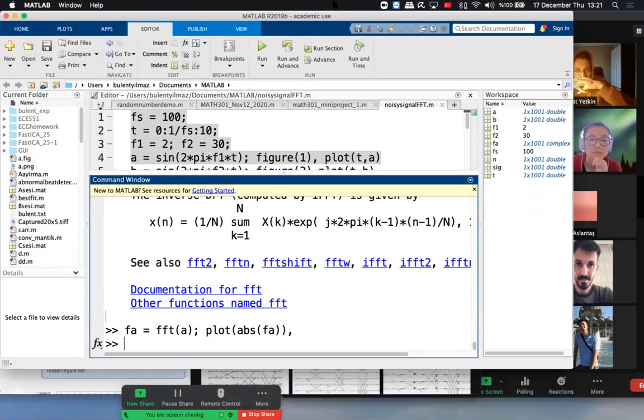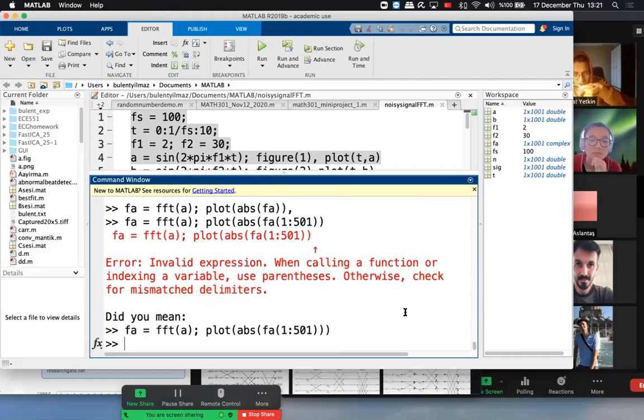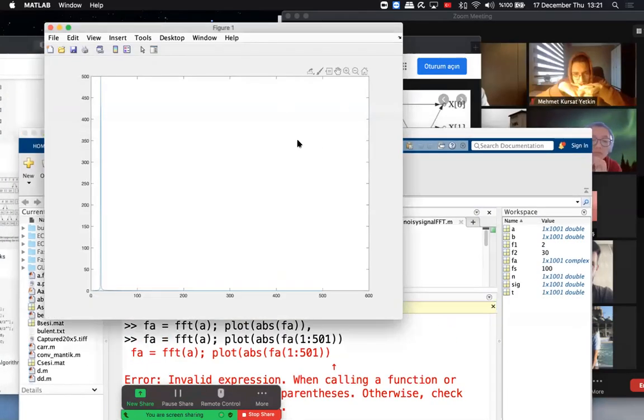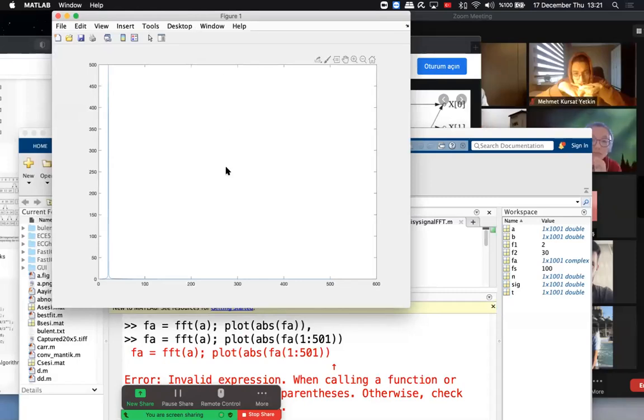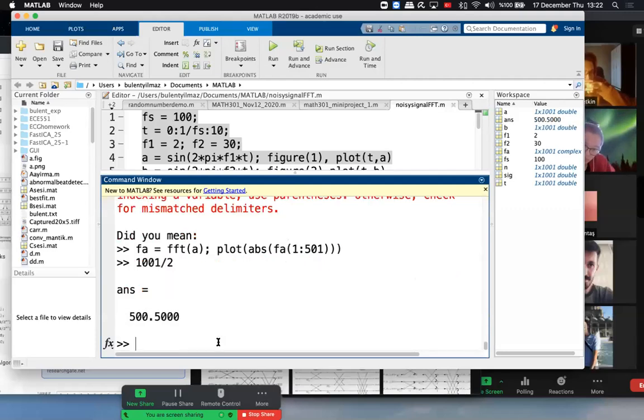That's why I need to go. How many numbers do I have here? 1001. I should go and plot one from this, my actual plot arkadaşlar. So half of it. Bakın ne yaptım? My number was 1001. Okay, I will divide it by 2, almost 500. I will start from 1 and go up to 501.